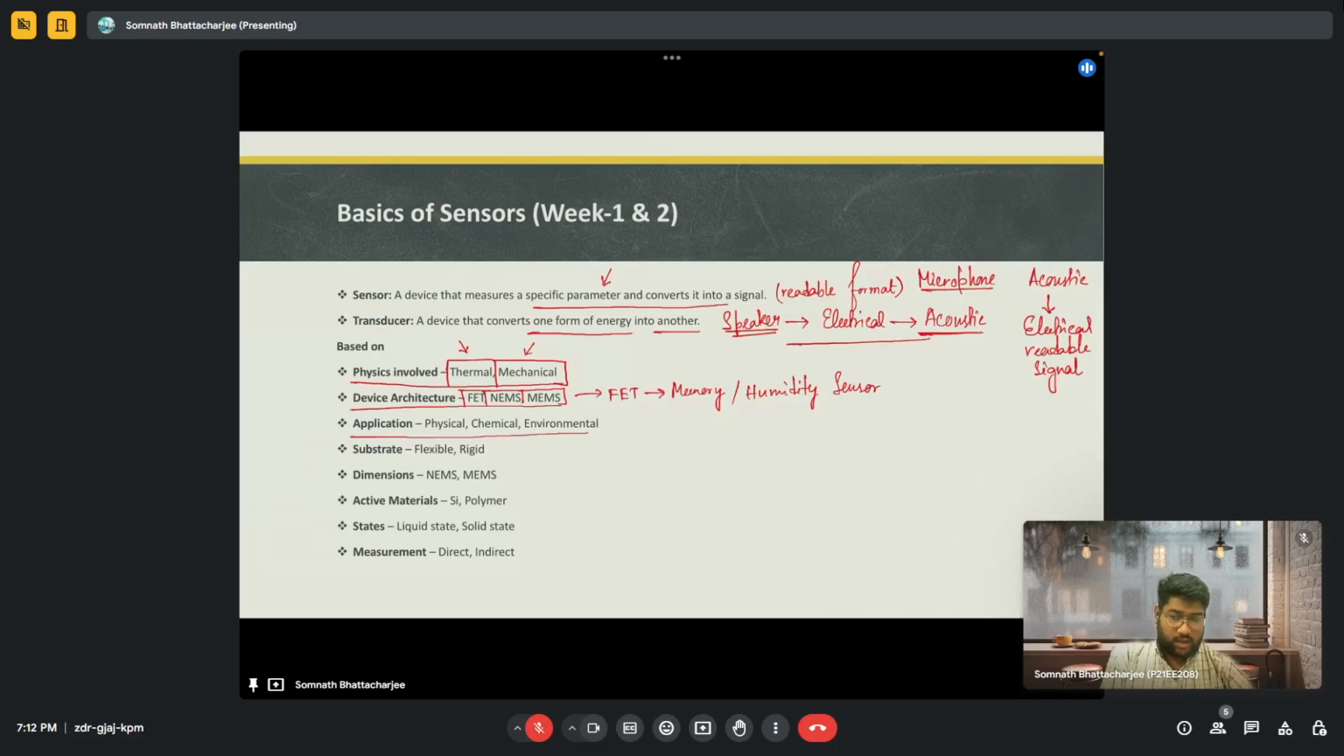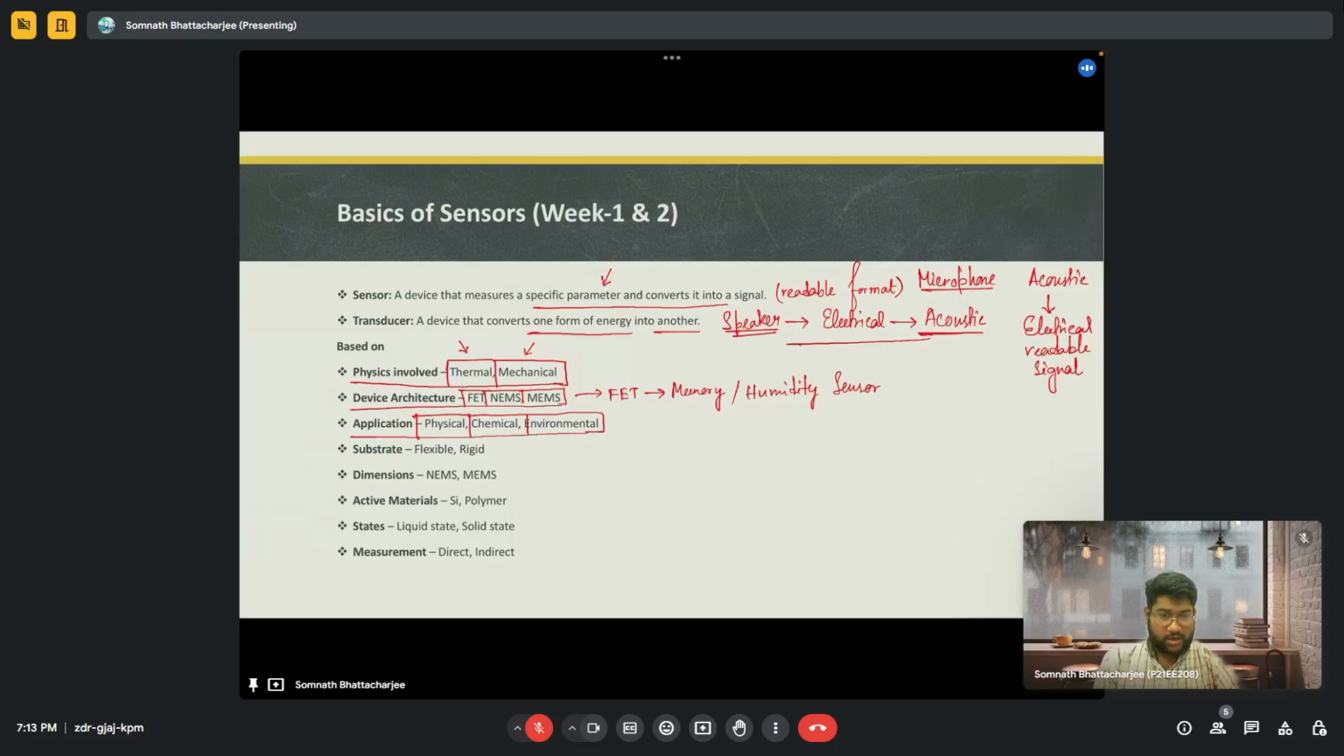Similarly, if it's detecting any kind of chemical substance or a reaction from a chemical substance, it's a chemical sensor, or maybe a biochemical sensor. Apart from this, it may be a physical sensor as well, which detects some physical parameters. Clearly you can see that these classifications are overlapping. A mechanical sensor is obviously a physical sensor, because if you are discussing a pressure sensor, we put a mechanical pressure on it, and the physics involved is mechanical pressure here.